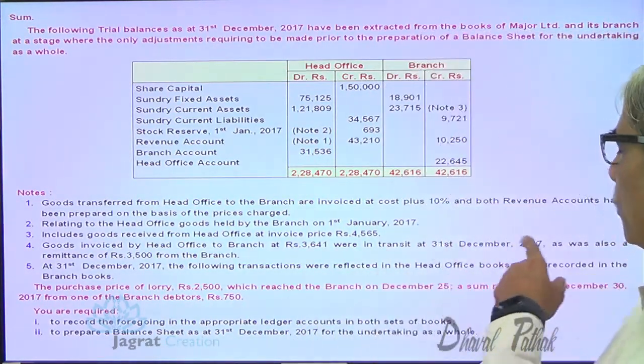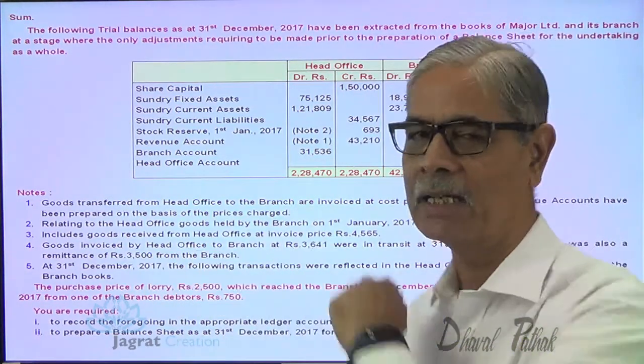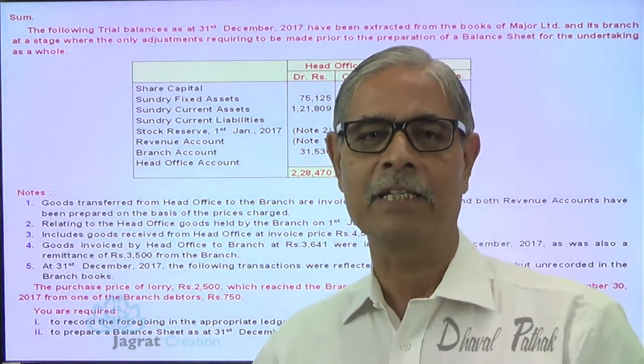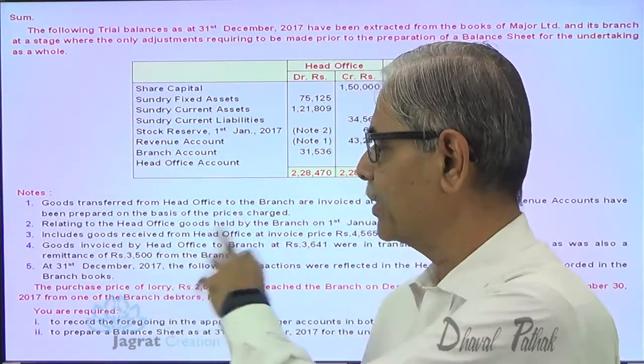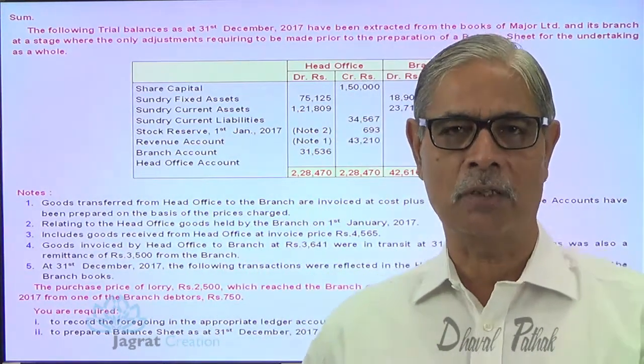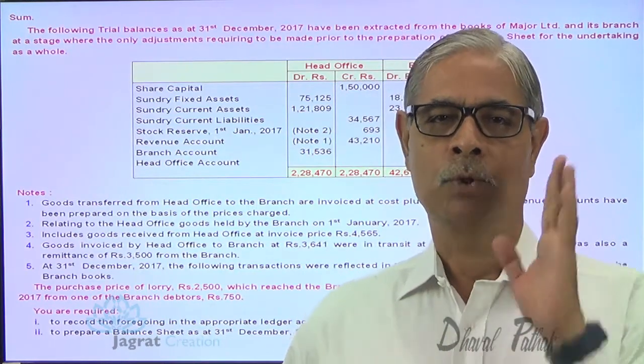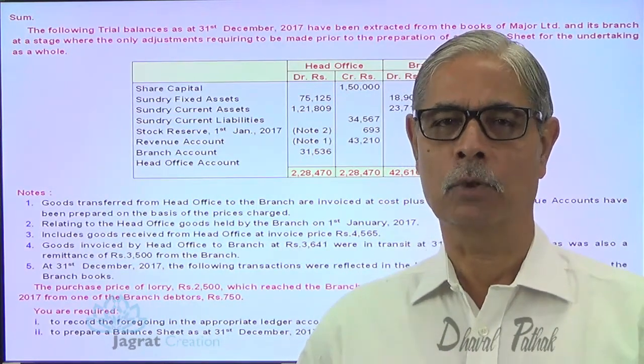In the books of HO, I am going to record the adjustment entry for cash in transit, because the cash in transit is to be recorded at the receiver's end, and here HO is the receiver's end. So the cash in transit entry will be recorded in the books of HO. Adjustment entry will be recorded in the books of HO.